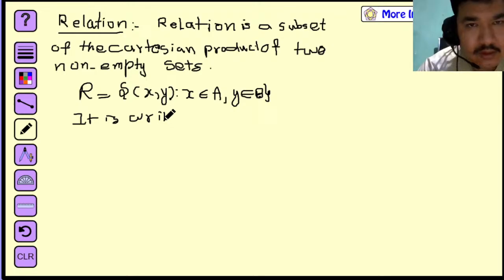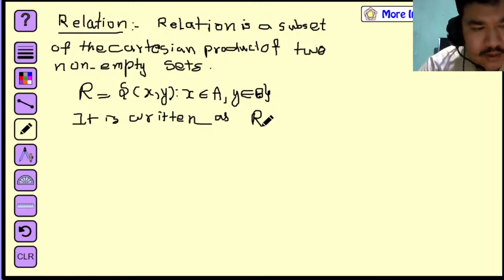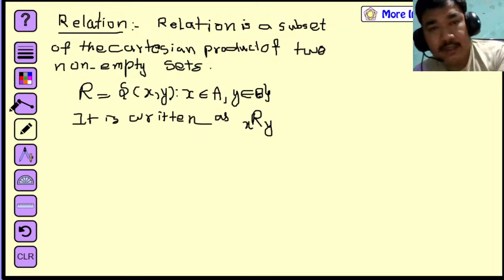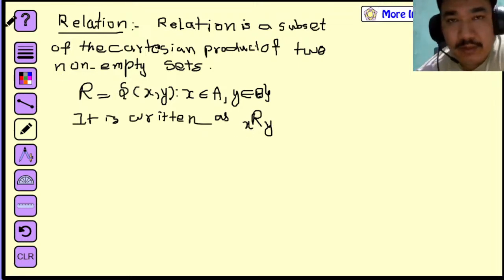It is written as a relation. R we have written, that is, x is related to y. We have to read it like this, and we have to write it like this also: x is related to y. Okay, this is the symbol also, and I want to make you clear about this.